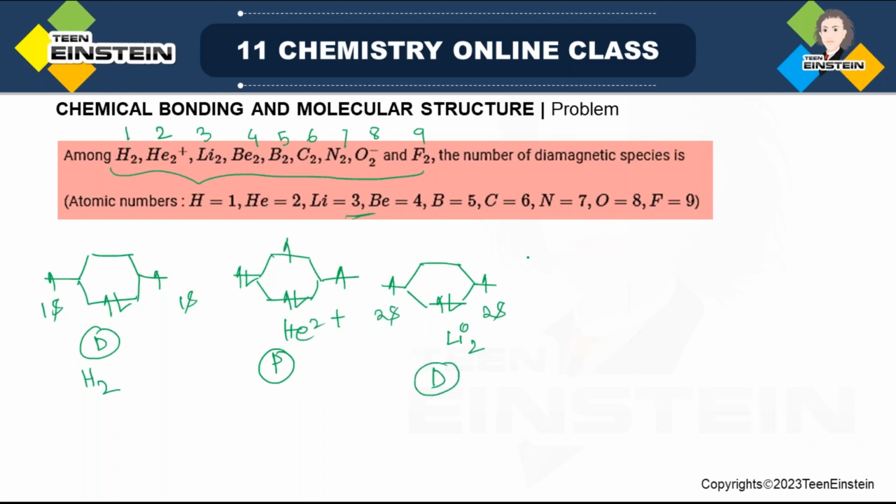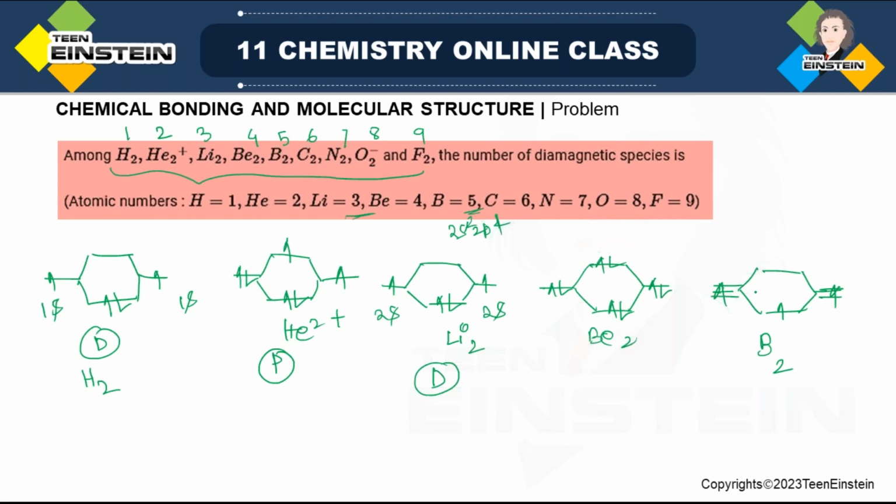Now come to the next one, that is Be2. When it is Be2, it is 2s2 on both sides. So here it is diamagnetic, and basically bond order 0, so it does not exist. So we cannot say this is paramagnetic. Okay. Then the next species is boron. For boron, atomic number 5, it is 2s2, 2p1. So I will just consider 2p. We don't need to consider 2s. So only 1 electron for boron, that is B2.